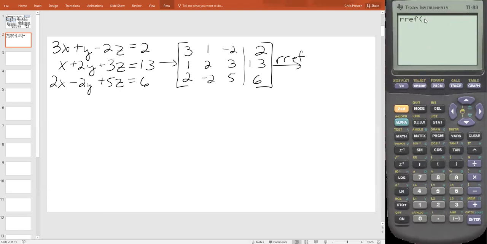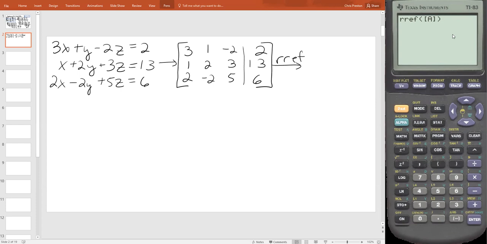So we're going to say reduced row echelon form, and you'll notice it starts with a parenthesis here because it's asking what we are going to do it on. So we're going to hit second and go back into the matrix menu, second x to the -1. Under names, you're going to select which one you want. Again, I put mine under A. So I'm just going to hit enter. I'm going to close the parenthesis.